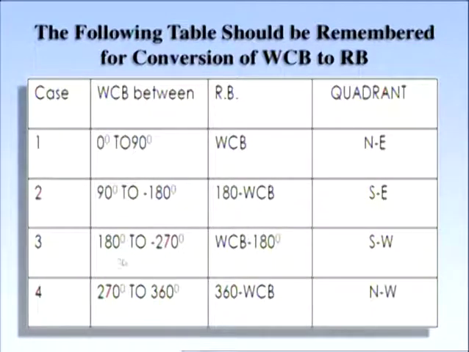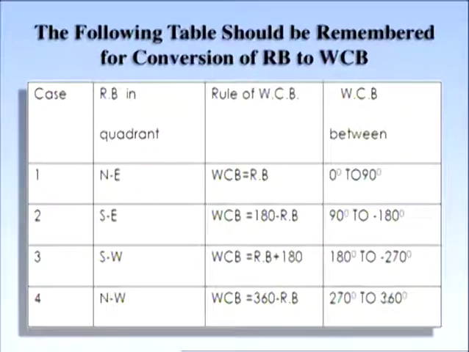If the value is between 180 and 270, then whatever reading you are converting, you subtract 180 degrees, and mention the quadrant. If it is 270 to 360, then again 360 minus your whole circle bearing, and mention the fourth quadrant. In a similar way, many times you have to convert your reading from whole circle bearing to reduced bearing, and many times you have to convert your reduced bearing to whole circle bearing.